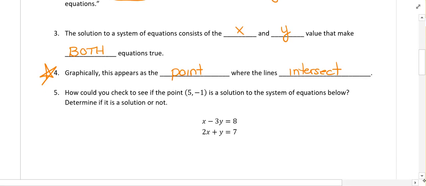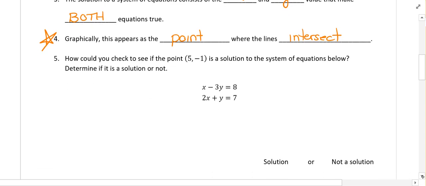So again, if you're not given a graph, or if we are just given a question like number 5, which we've seen things like this before, number 5 says, how could you check to see if the point (5, -1) is a solution to the system of equations? So here are two equations. This is our system. Sometimes there'll be this squiggly bracket in front of it. Sometimes there'll just be two equations listed like this.